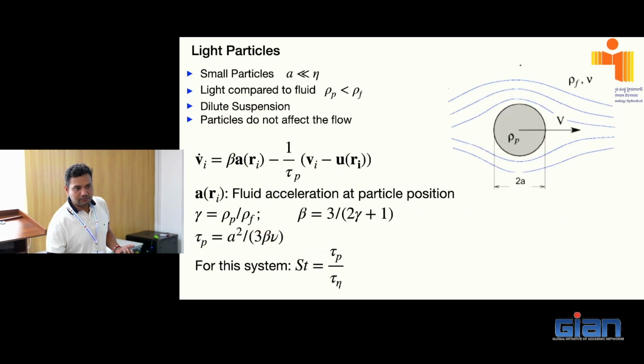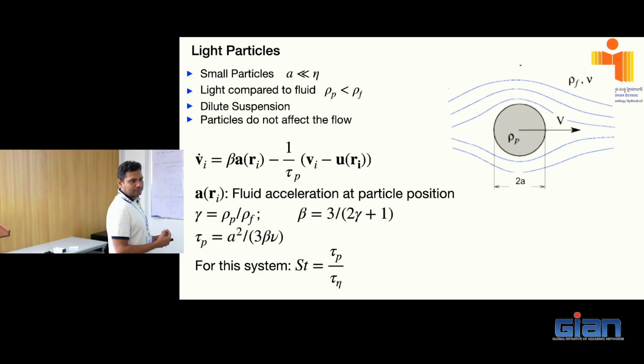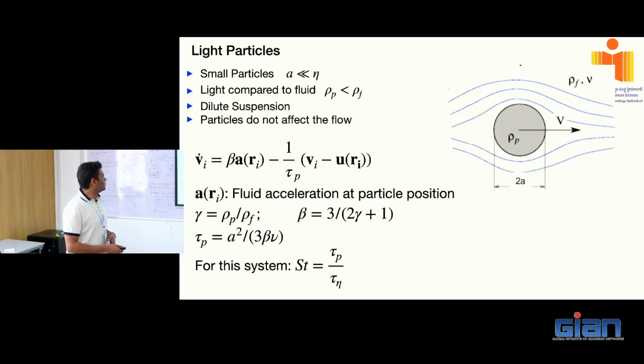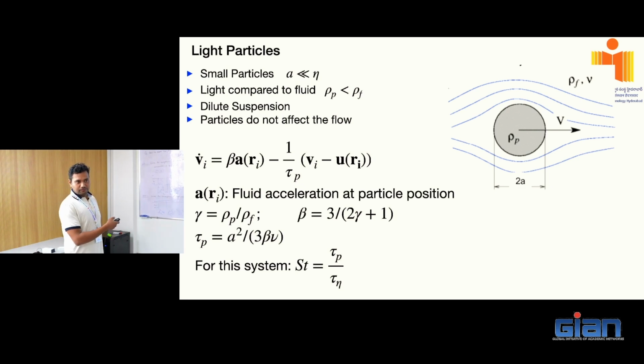Now let's see what happens if you have light particles. Light particles means the density of these particles is going to be less than the flow, and then you will have an additional contribution. Again, it comes from the Maxey-Riley equation. I'm not going to describe how we are going to get it. So how is your equation going to get modified?